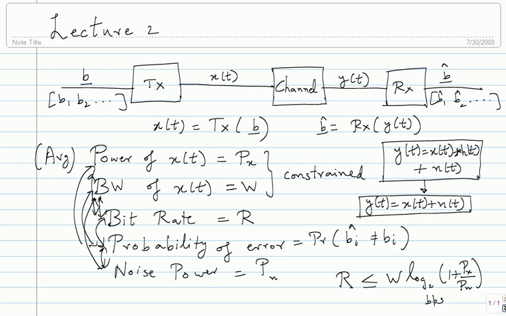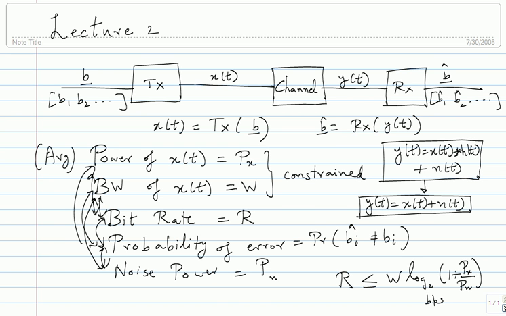First thing is the rate seems to grow, I'm sorry, linearly with the bandwidth W. Okay, so that seems to be good enough. And the other thing it depends on is only the ratio Px by Pn, which is the average power of x of t divided by the average noise power. That's what it depends on. It doesn't depend on, for instance, Px separately or Pn separately.